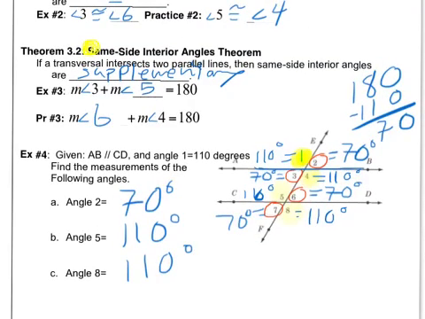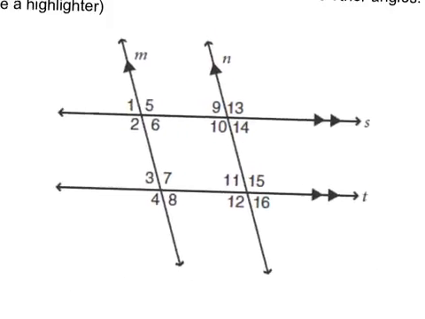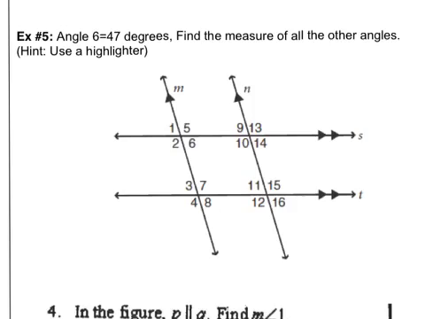Yeah, let's go to the next page. So this is the same idea, just a little bit more going on here. They tell us that angle 6 is 47 degrees, so we want to find the measure of all the other angles. So what I'm going to do is I'm just going to use colors.